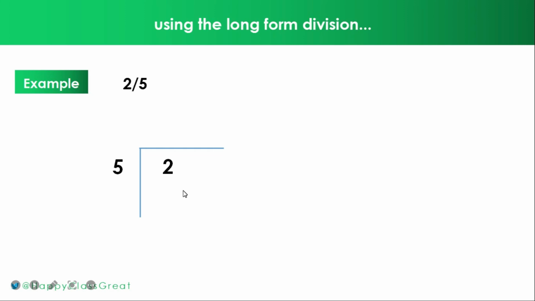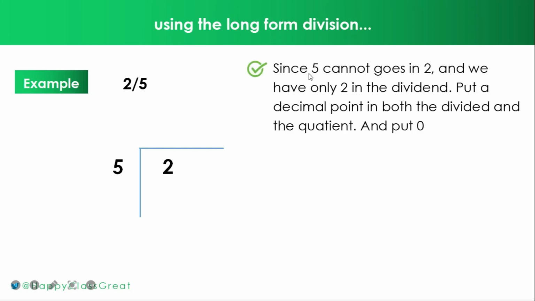Now the first thing you are going to do is divide 5 by 2. Then the number that is here, how many of this number can you find here? If you don't understand what I mean, you can count 2, 1, 2 like this, and check how many 5 you can find there. You'll be able to see that there's no way you can find any 5 in 2. You understand? Since 5 cannot go in 2, we have only 2 in the dividend here.